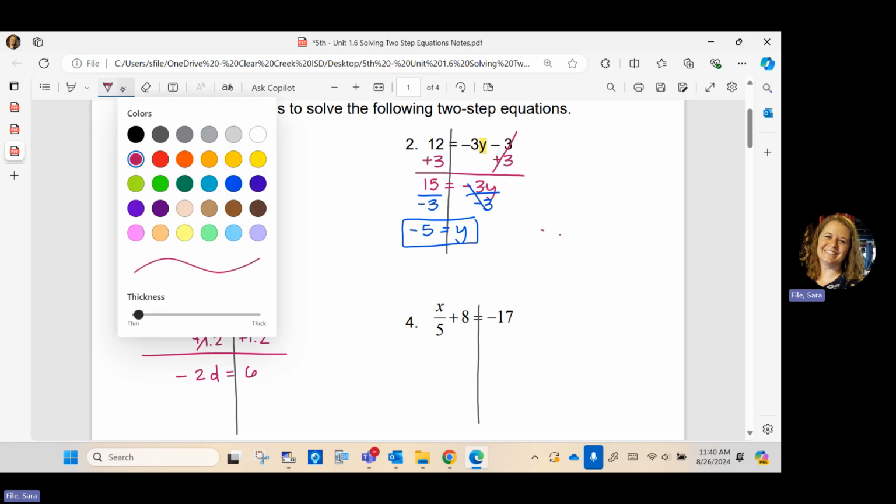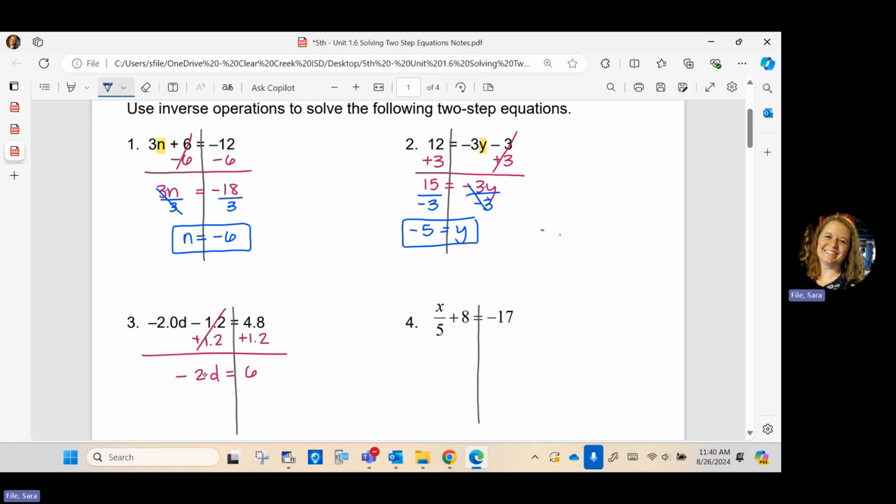Okay, now I'm going to get rid of the coefficient. The coefficient is -2. It's being multiplied. So I'm going to divide. So that leaves me with -3, because a positive divided by a negative is a negative.